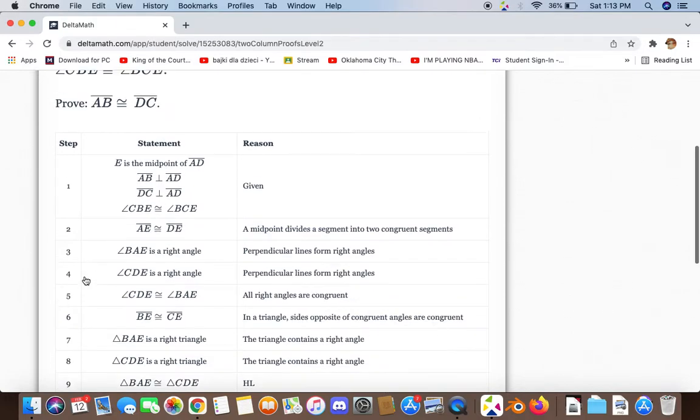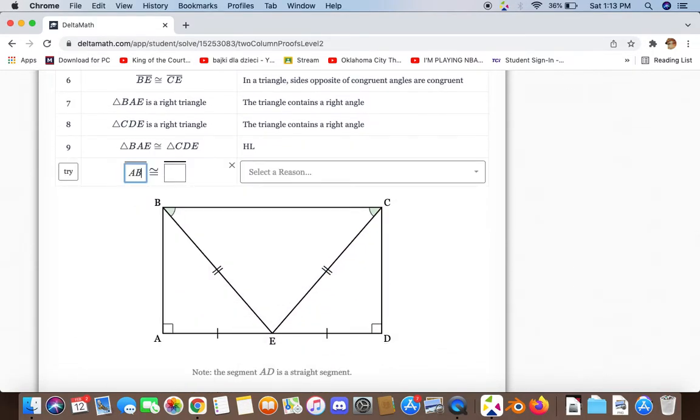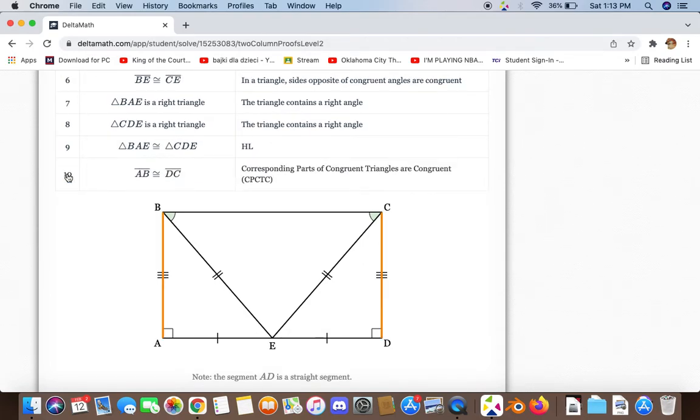We now have enough information to prove that AB is congruent to DC, and the reason for that is because they are corresponding to each other. And there we go.